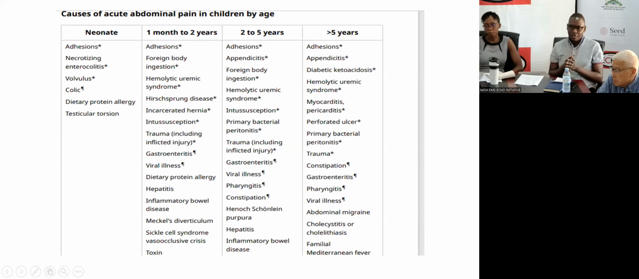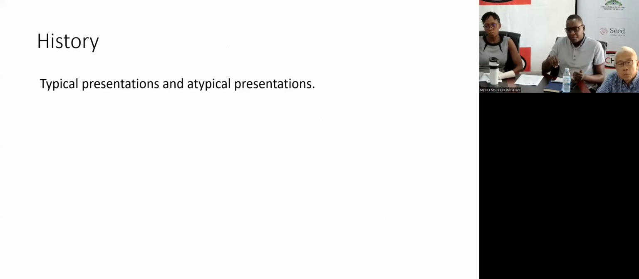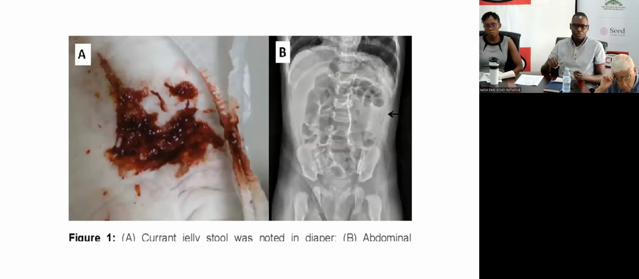Typically, now talking specifically about intussusception, the child is going to present to us with a triad of vomiting, abdominal pain, and passing bloody stool, which people call currant jelly stool. This child is quite restless. The mother may tell you that the child's abdomen is distending, or she is worried that the child is vomiting, or about this stool, which is quite rare, as they don't usually pass it every day.